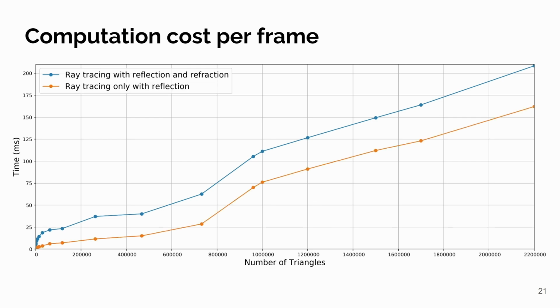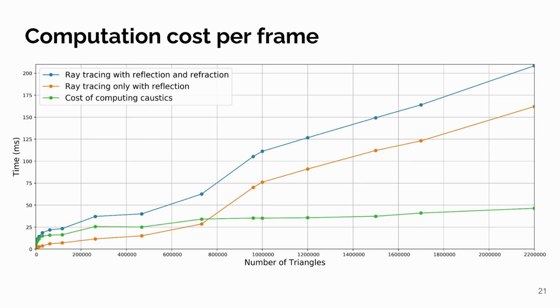But to know how much actually our algorithm costs, we compute how much it takes without our algorithm, so without refraction and the caustics. And we can see here in orange that still it's kind of similar. It's not that much the extra cost. So here we have the difference between both of them to actually see how much it costs.